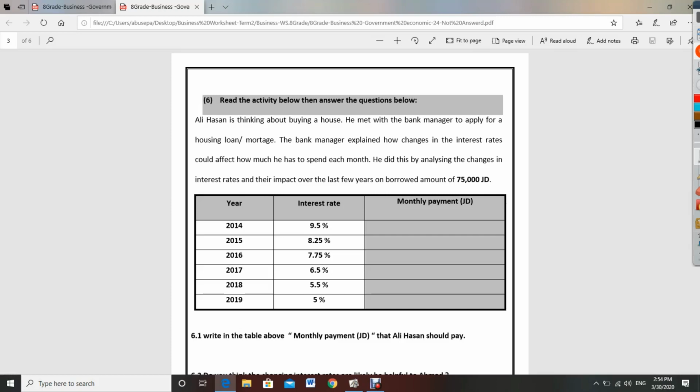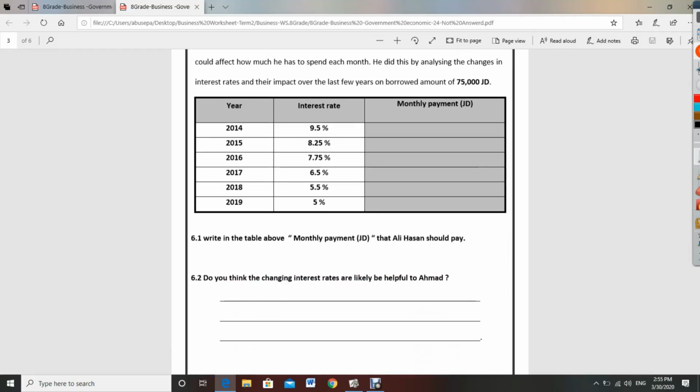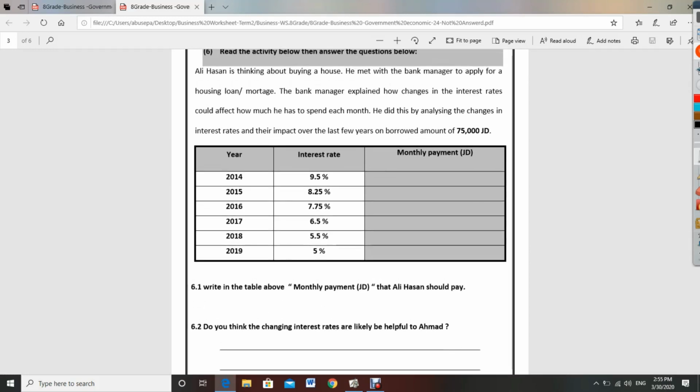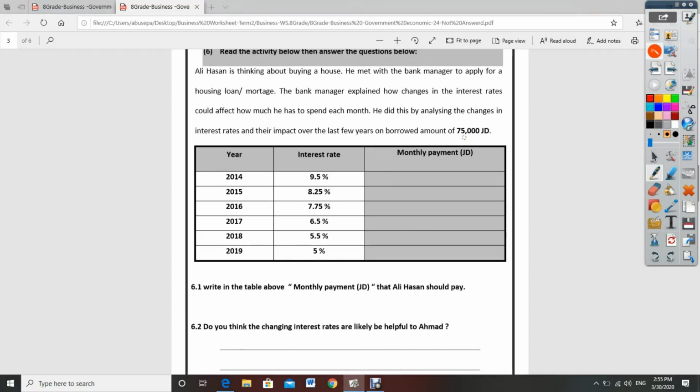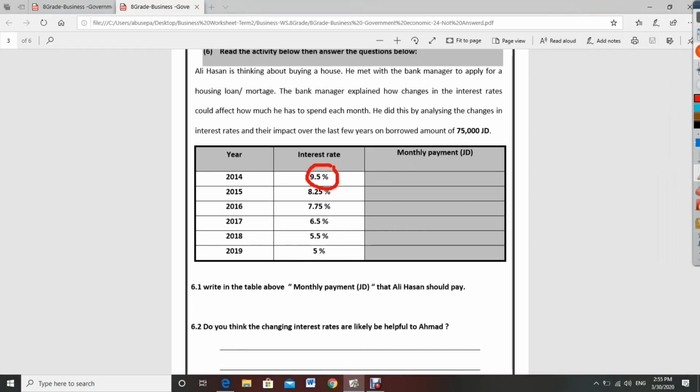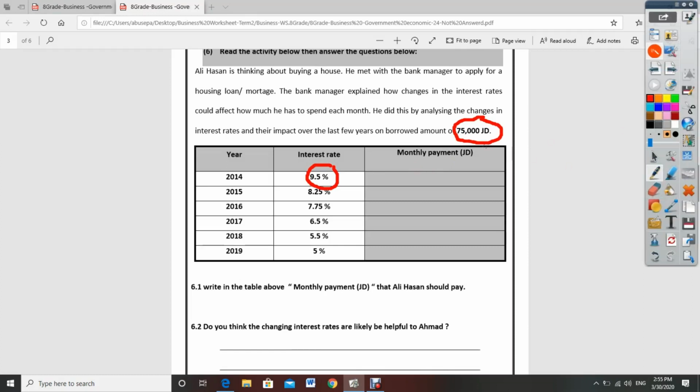75,000 GD. So we have the years from 2014 to 2019, and these are the interest rates over these years, and we have to calculate the monthly payment. How to calculate the monthly payment? It's very simple, guys. Just multiply the percentage by this amount of money, and you will have the monthly payment here. It's very simple.